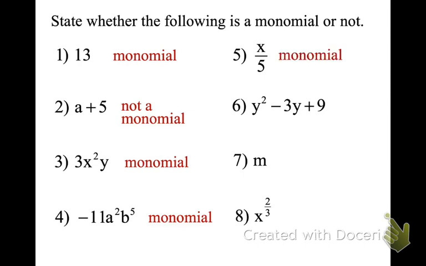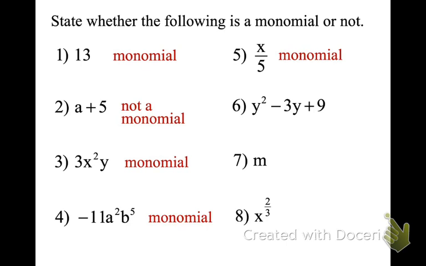Good. Number 3, go Eitan. For number 6, it's not a monomial because there's addition and subtraction, and that separates it. Good. How many terms are there? There are 3 terms: y squared, negative 3y, and positive 9.